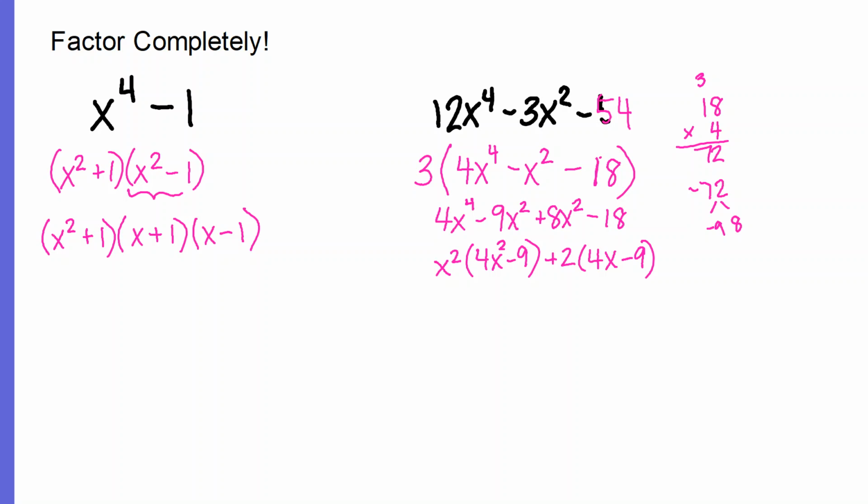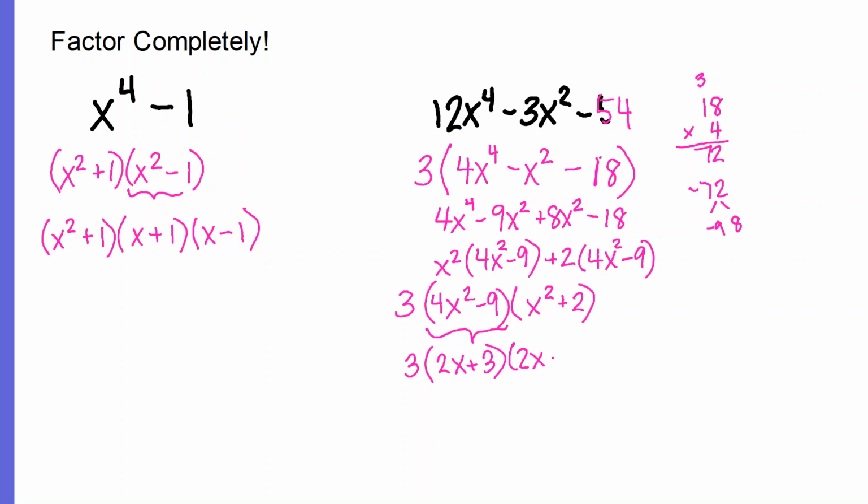Oh, sorry, 4x squared minus 9. There we go, 4x squared minus 9. And then we'll have 4x squared minus 9 times x squared plus 2. And then we bring down our 3. But now this can still be factored because it's a perfect square with a minus in the middle. So this would be 3 times 2x plus 3, 2x minus 3, and x squared plus 2. And then that is fully factored.